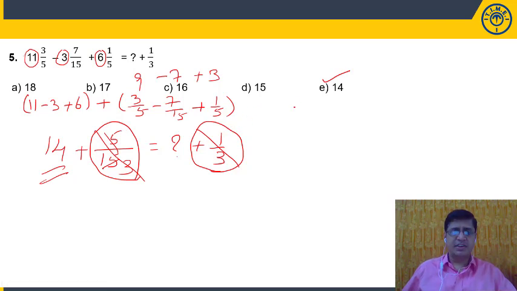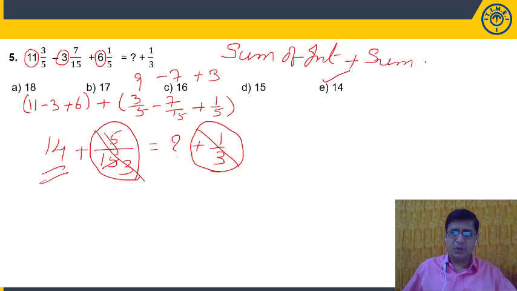Okay, so what is the logic here? Please note down: sum of the integers plus sum of proper fractions.